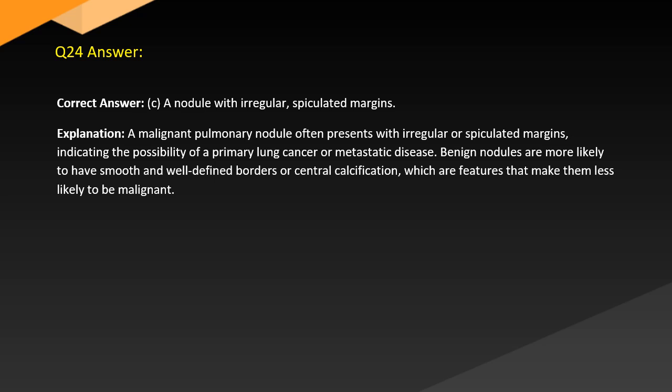Answer. Correct answer: C. A nodule with irregular, spiculated margins. Explanation: A malignant pulmonary nodule often presents with irregular or spiculated margins, indicating the possibility of a primary lung cancer or metastatic disease. Benign nodules are more likely to have smooth and well-defined borders or central calcification, which are features that make them less likely to be malignant.